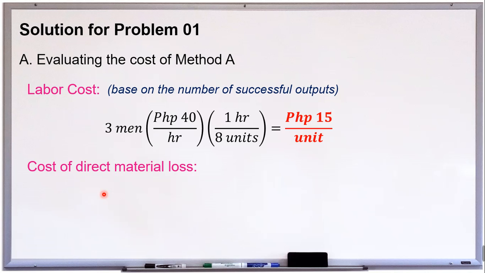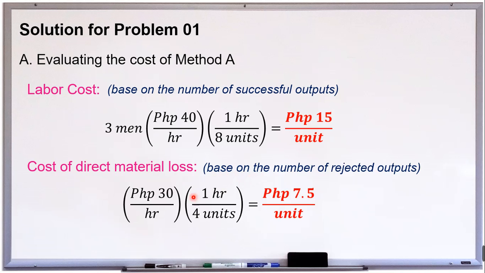Next is the cost of the direct material loss. This is based on the number of rejected outputs. In a certain operation, the rate of the direct material loss is 30 pesos per hour, and the number of rejected outputs in 1 hour is 4 units. So we have a total direct material loss of 7.5 pesos per unit. Next, we're going to add these two costs. Therefore, the total cost for this method is 22.5 per unit.